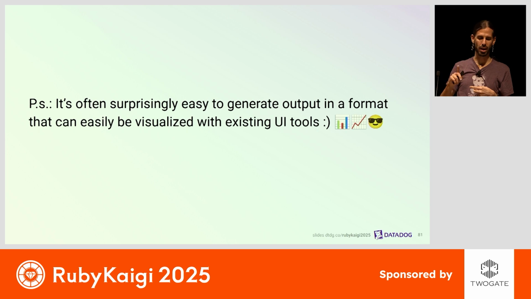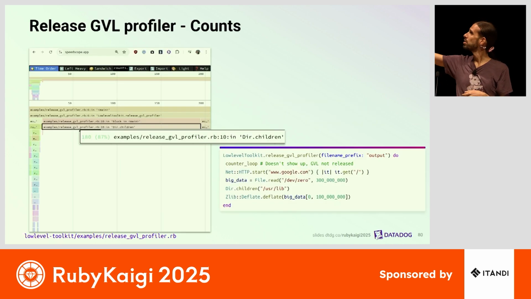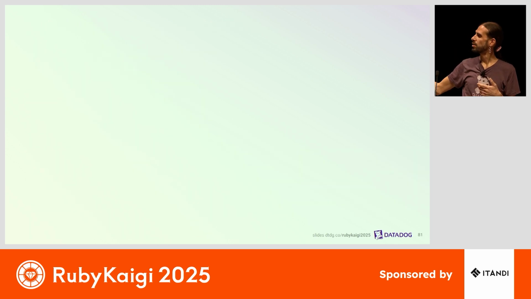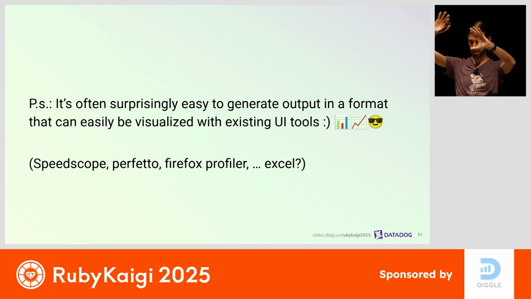Before we do that, I will say it's often surprisingly easy to generate the output in a format that can be visualized using existing UI tools. So in that example you saw here, I'm using the speedscope.app website, and it's very easy to generate output for tools like Speedscope, Perfetto, Firefox Profiler, sometimes even Excel. So pro tip, sometimes you're looking at the data and you just have a big text file with a bunch of outputs. Try to see if you can generate a format that can be loaded in a tool, because it's often very useful to look at that data using a UI tool.